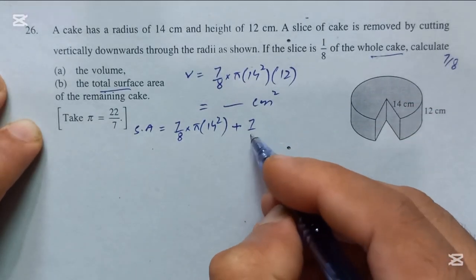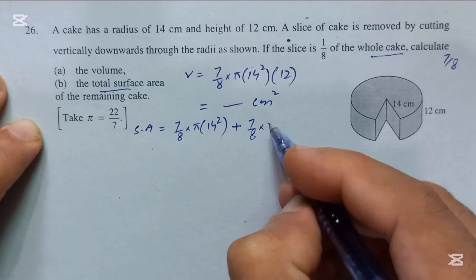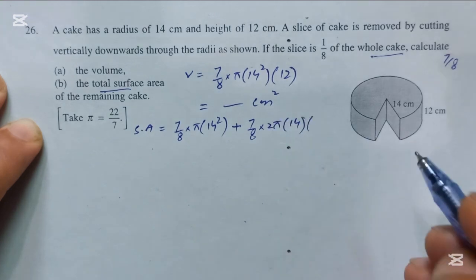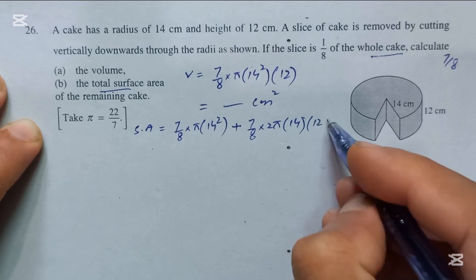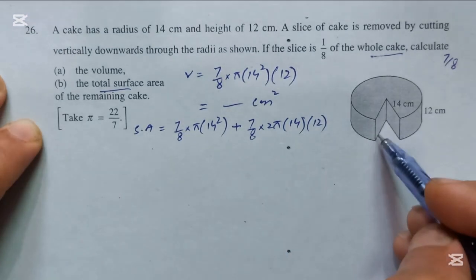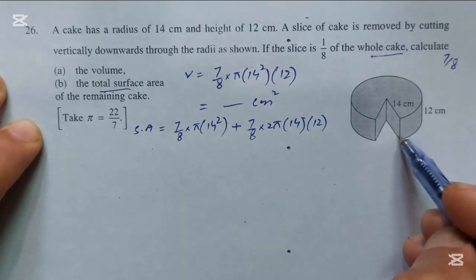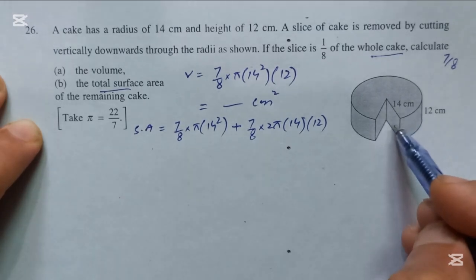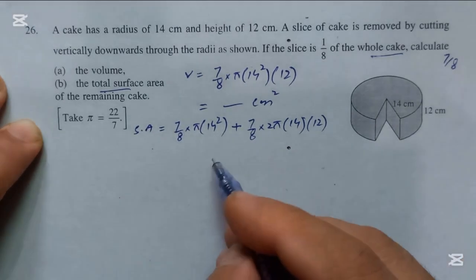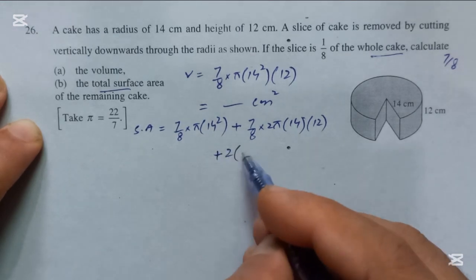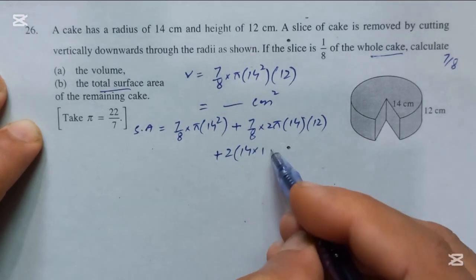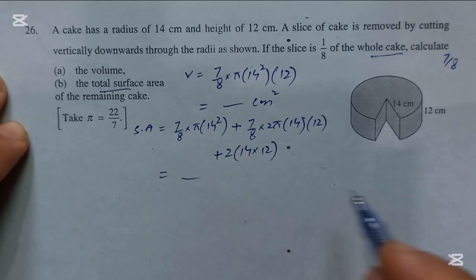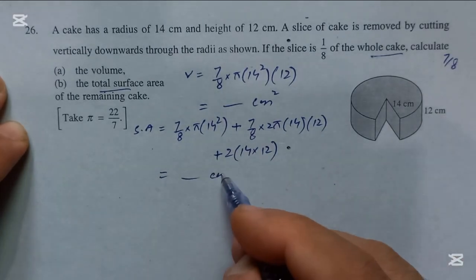So 2 pi r h into 7 by 8, and plus two rectangles are also there, and the rectangles' dimensions will be 14 into 12. So plus 2 times 14 into 12. Solve it on the calculator, you will get the answer. Unit will be centimeter square.